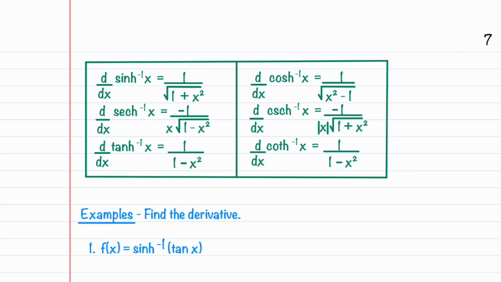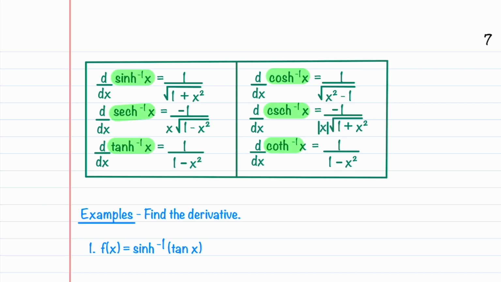Let's now look at how to find the derivatives of inverse hyperbolic functions. These formulas are different than the derivatives of inverse trigonometric functions. I've written down the derivative of inverse sinh of x, inverse sech of x, inverse tanh of x. Sometimes I feel like those are really hard to say. And then inverse csch of x, inverse cosh of x, and then lastly, inverse coth of x.